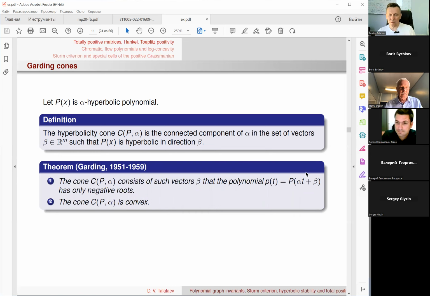In my opinion, a non-trivial and very interesting statement is the following result. It is contained in different papers of Garding. The first statement is that the hyperbolicity cone of the polynomial consists of such vectors beta that the polynomial P of alpha T plus beta has only negative roots.